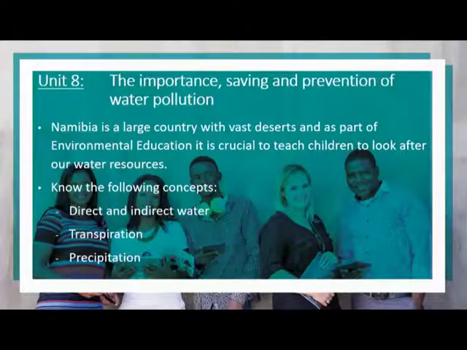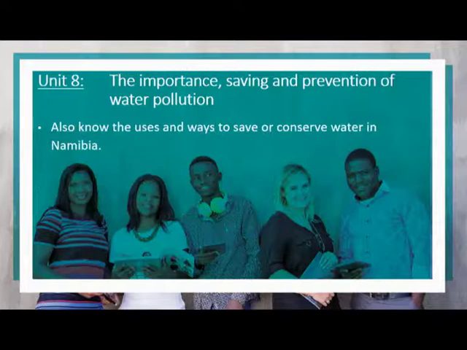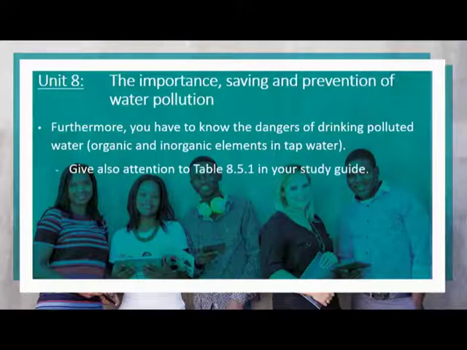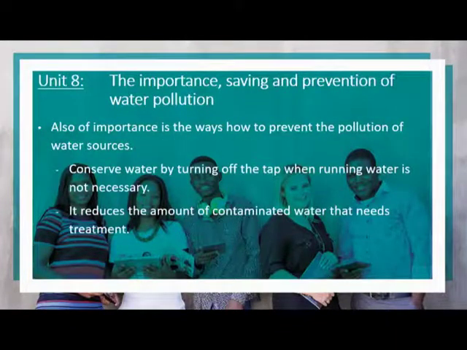Know the following concepts: direct and indirect water, transpiration, precipitation. Also know the uses and ways to save or conserve water in Namibia. Furthermore, you have to know the dangers of drinking polluted water, which contains organic or inorganic elements in tap water. Also give attention to Table 8.5.1 in your study guide. Also of importance are the ways to prevent the pollution of water resources.